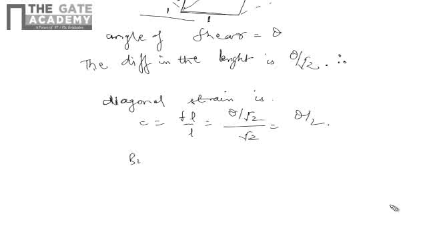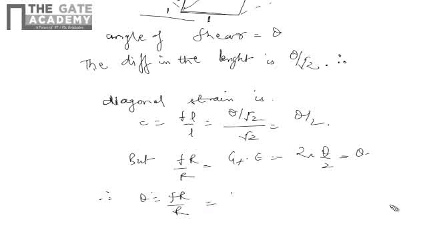But we know that delta R by R is equal to gauge factor into epsilon. Epsilon we have just found in the above equation, so 2 into theta by 2, which is equal to theta. Therefore theta equals delta R by R, which is 0.24 by R. R is given as 120, so you have 2 into 10 to the power minus 3 radians.